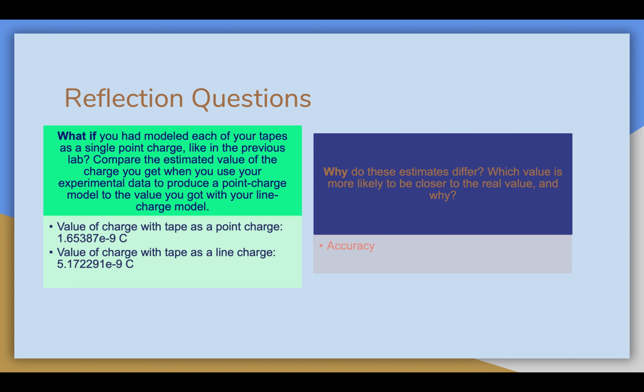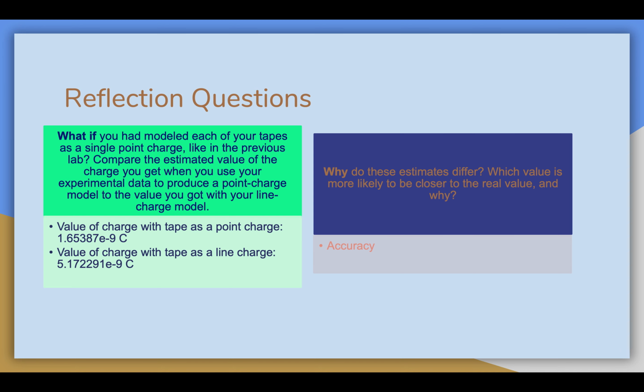So for the reflection questions, the first question is basically asking me to compare the estimated value of charge. As you can see, those are the two values of charge that I got depending on the experiment. With the experiment with the tapes as a line charge compared to the experiment with the tape as a point charge, the Q value or the charge of tape seemed to differ by about half an order of magnitude, with the line charge being larger than the previous experiment where I did the calculations with the point charge. And if I had done it again with the point charge, it would have been practically the same number.